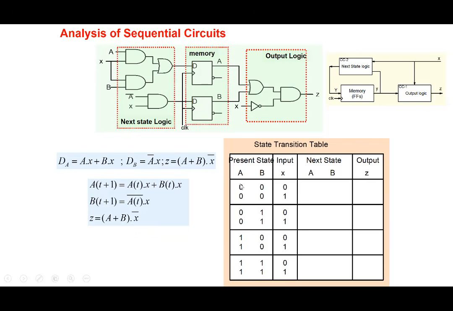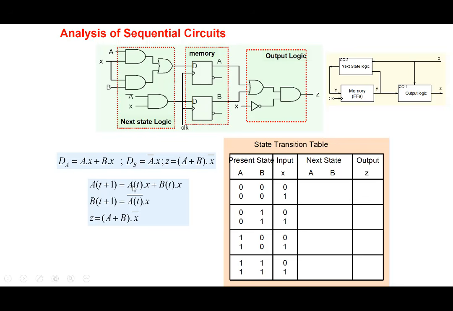So let's say the present state of the system. The possible states of the system are 0 0, 0 1, 1 0, 1 1. Let's suppose the present state of the system is 0 0. Suppose we receive X equal to 0, so the input is X equal to 0. What will be the next state of the system?